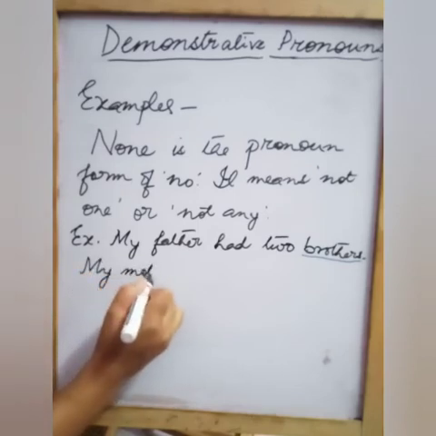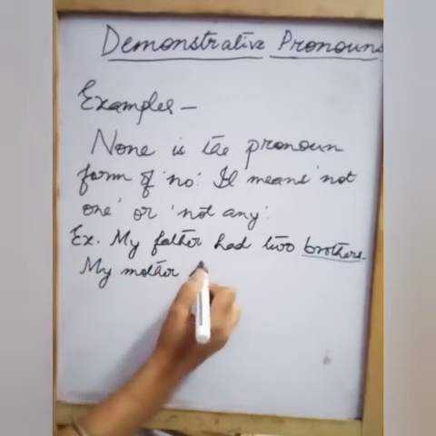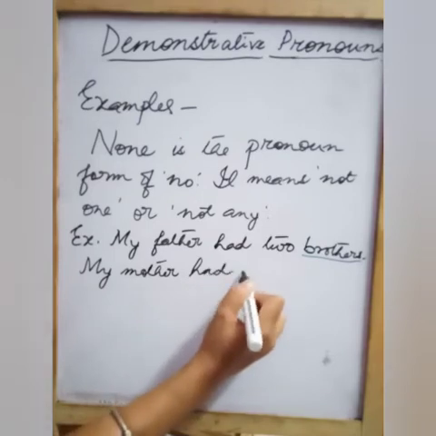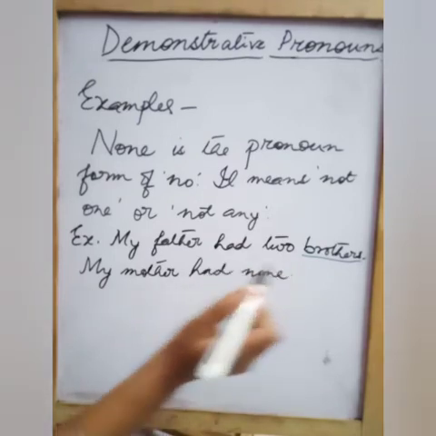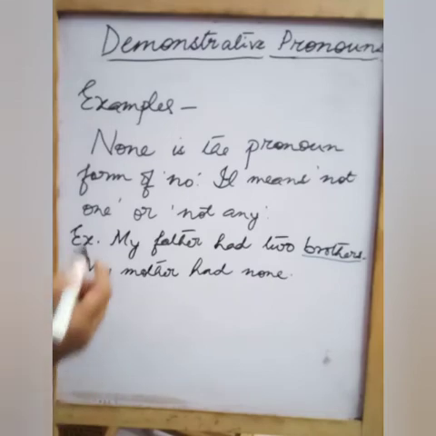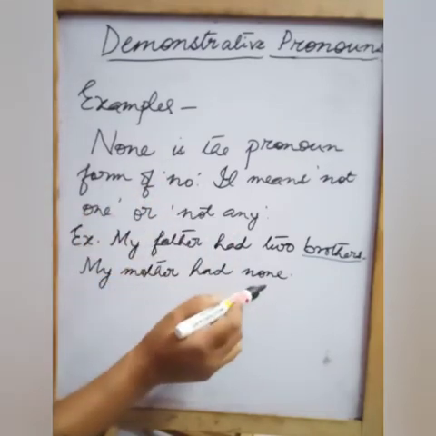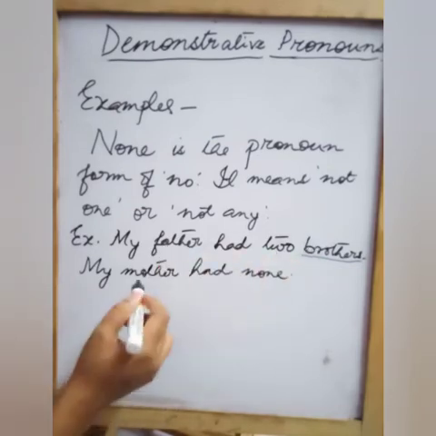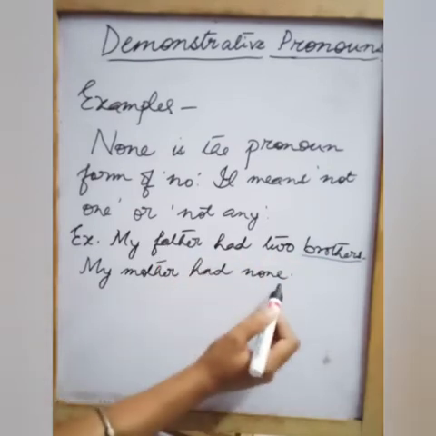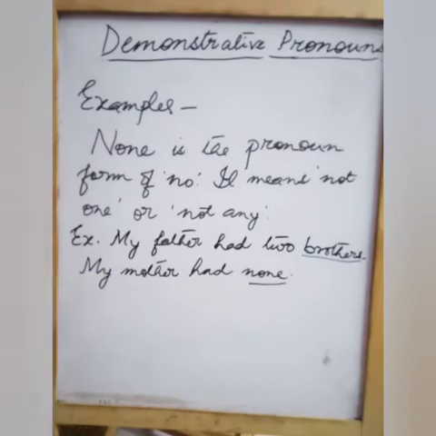My mother had none. Means she did not have any. Not many, not any, or not one. This is what is meant. Means my father had two brothers, my mother had none. My mother had none means my mother didn't have any brothers. Right? So this is the use of none.